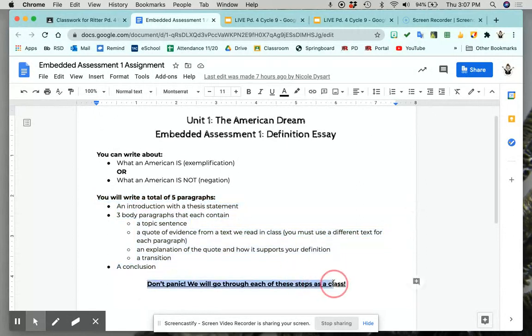So I want to stress what is here in bold. Do not panic. We are going to go through each of these steps one at a time as a class with lots of support. I know it's been a long time since you've written an essay, and it's different now since we're virtual, but the point is that I'm going to support you through each step of this.